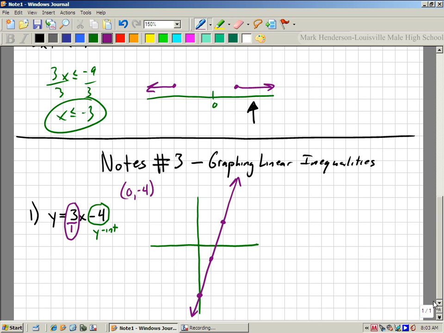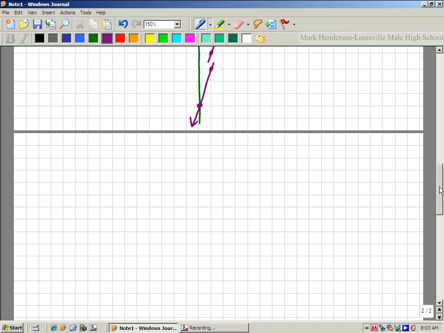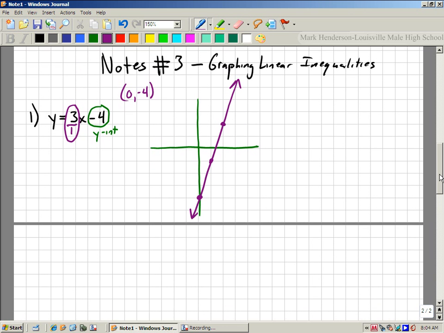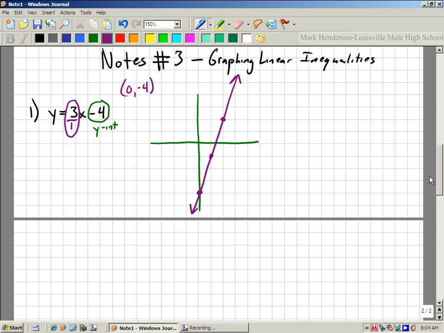So the question is, is that even an inequality? Was what I just drew an inequality? No, it's not. What does an inequality have to have? A greater than, a less than, or a greater than or equal to and less than or equal to, right?